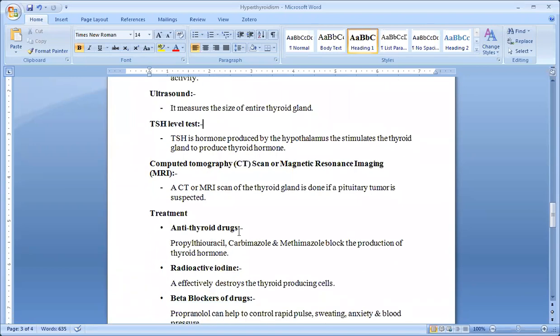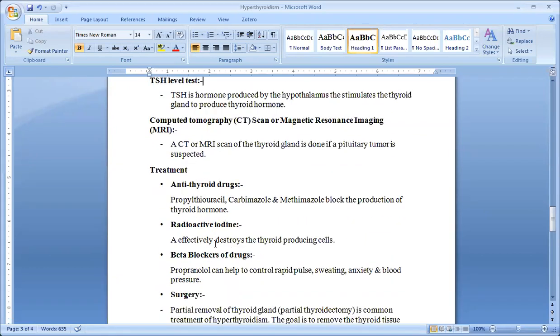Now see here, treatment. Anti-thyroid drugs. What happens here? It stops the hormone secretion. Which are those one or two examples to keep in your mind? Propylthiouracil, carbimazole, and methimazole block the production of thyroid hormone. The name itself indicates anti-thyroid drugs. Means what? It stops the production of the thyroid hormone.